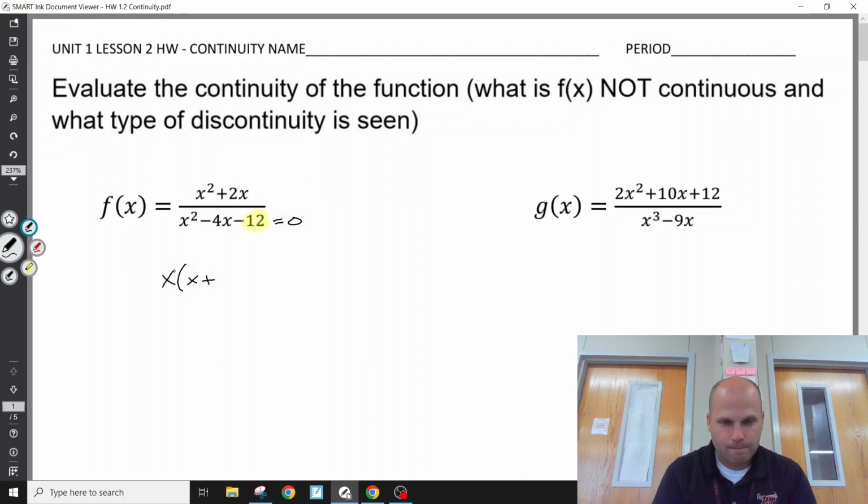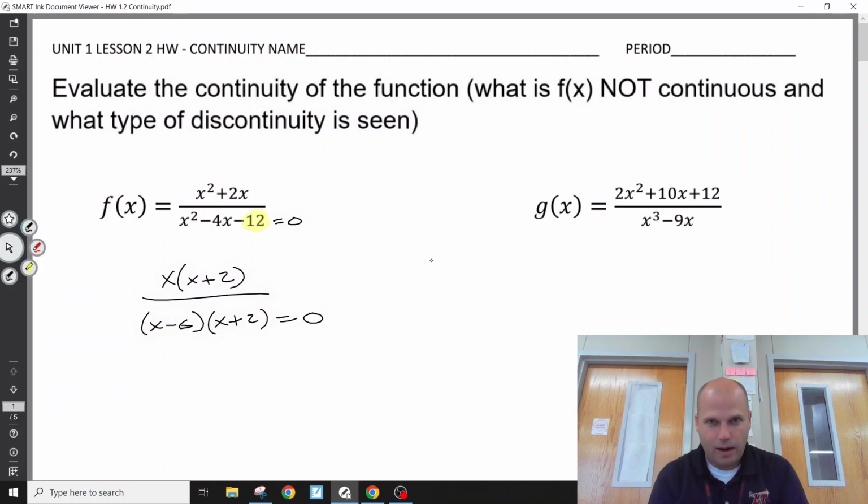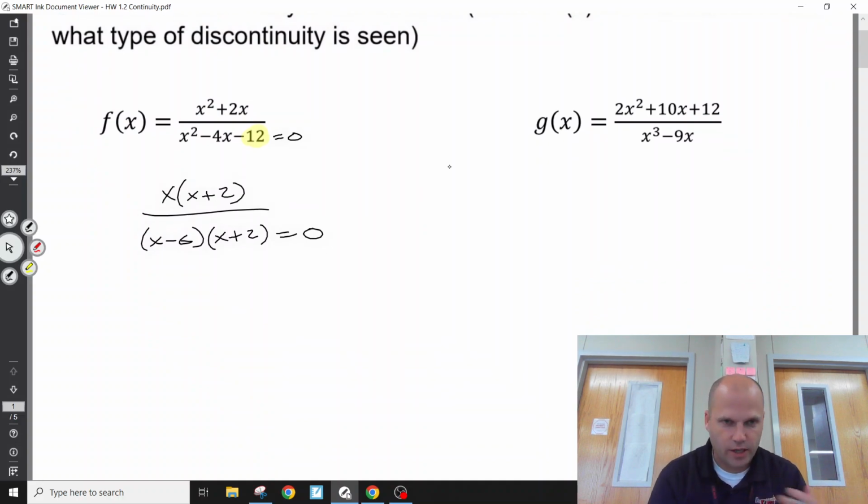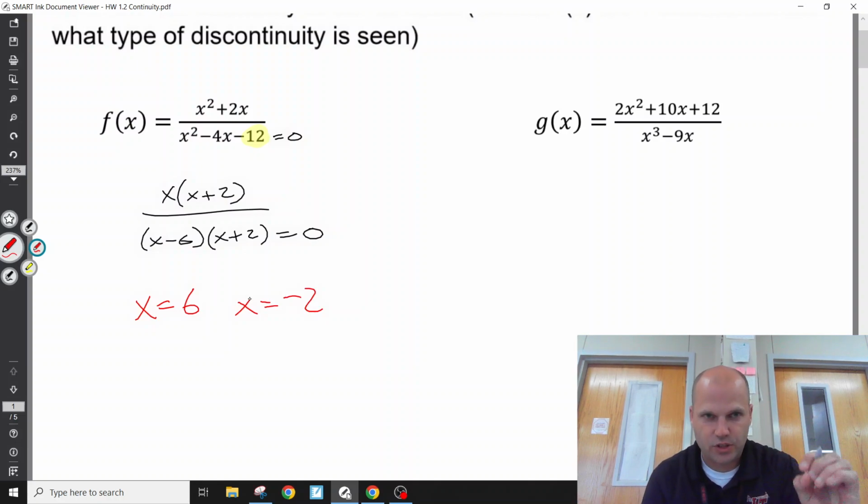Now, I'm just going to factor everything to start off with, because once we have everything factored, we can really evaluate what's going on at certain x values. Now, don't jump ahead and start canceling things out. We need to figure out the x values when the denominator equals 0. Well, when x is 6 and when x is negative 2, this is when the denominator equals 0.